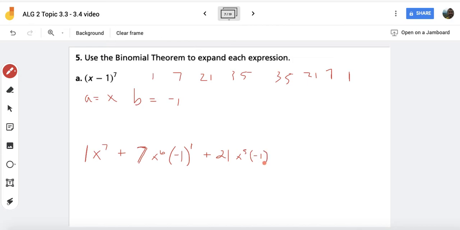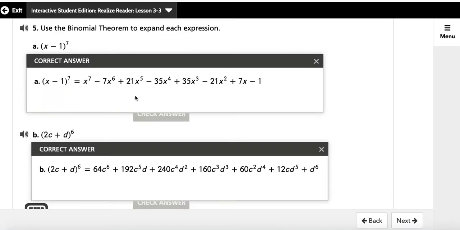I'm going to pause there and show you how that expands out. That stays as x to the 7th power. This, because of the -1 to the 1st power, -1 times 7 is -7, x to the 6th. And then the 21 times, well, it's -1 to the 2nd power, so -1 times -1 is +1, so I have positive 21. And it's x to the 5th, and so on and so forth. Final answer was this right here.